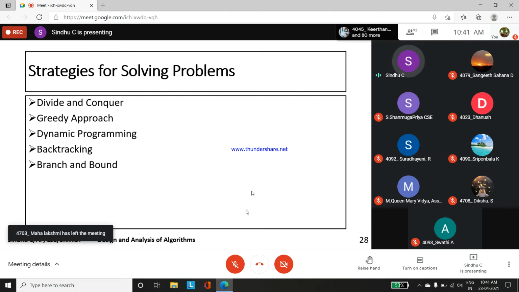Then backtracking, where you keep trying the feasible path, and if something is bounded by the constraint, then you come back. Then branch and bound, where you look for all feasible solutions and bound them by the constraints so as not to increase the time complexity in an unwanted situation.